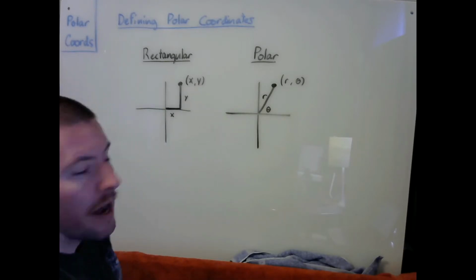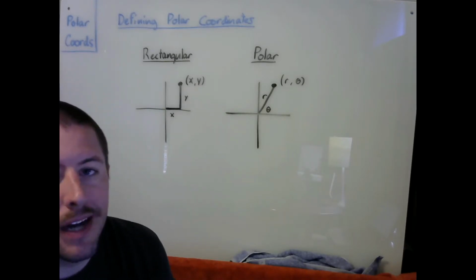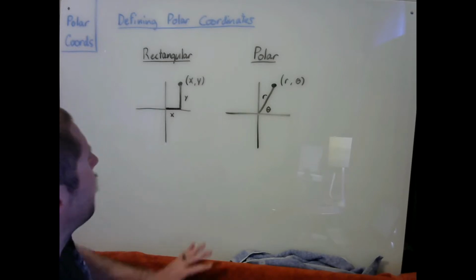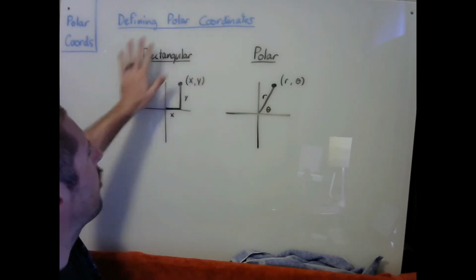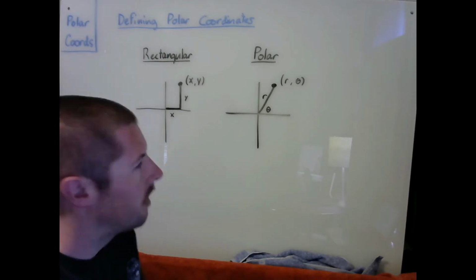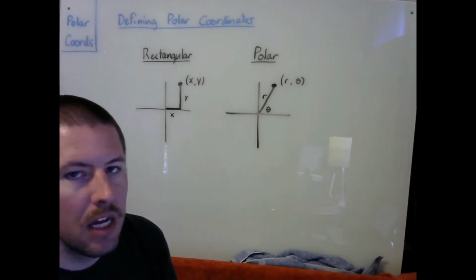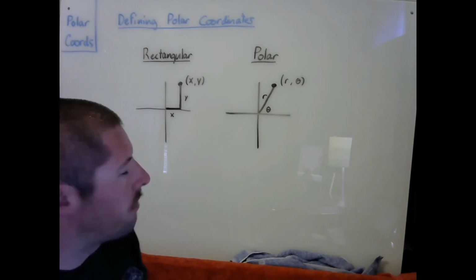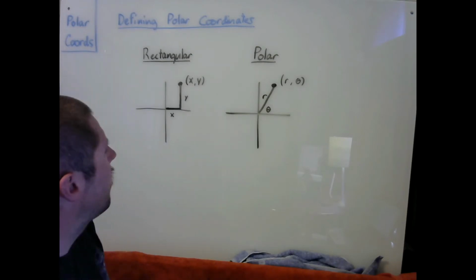So starting with defining polar coordinates here, what we want to recognize is that we've really spent our entire graphical lives dealing with what we refer to as rectangular coordinates, also known as Cartesian coordinates. Those are from René Descartes. That's where we get the word Cartesian from. That's the dude that invented them, smart guy.